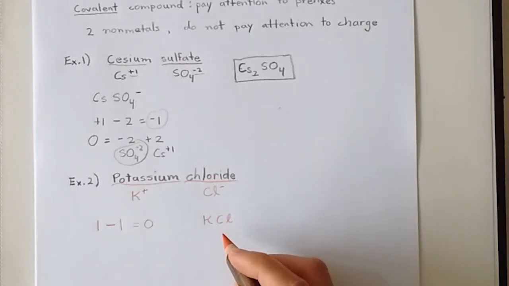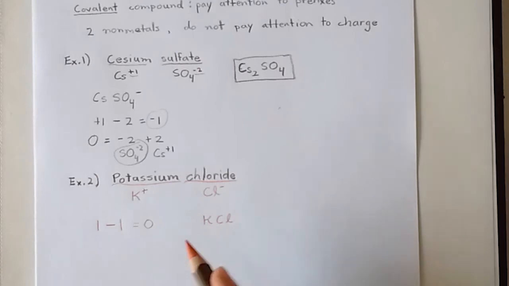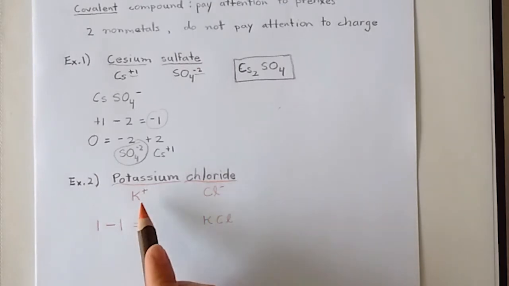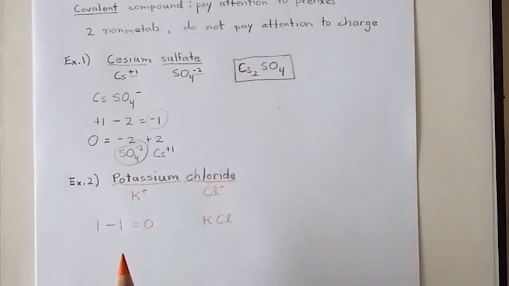So we did not need to add any subscripts because we had nothing to cancel out. If you put a positive 1 with a negative 1 together, the charges will cancel out, and therefore we do not need any other subscripts in order to make our compound equal 0 with a charge of 0. And therefore we don't need any subscripts to cancel out any numbers to have a neutral compound.